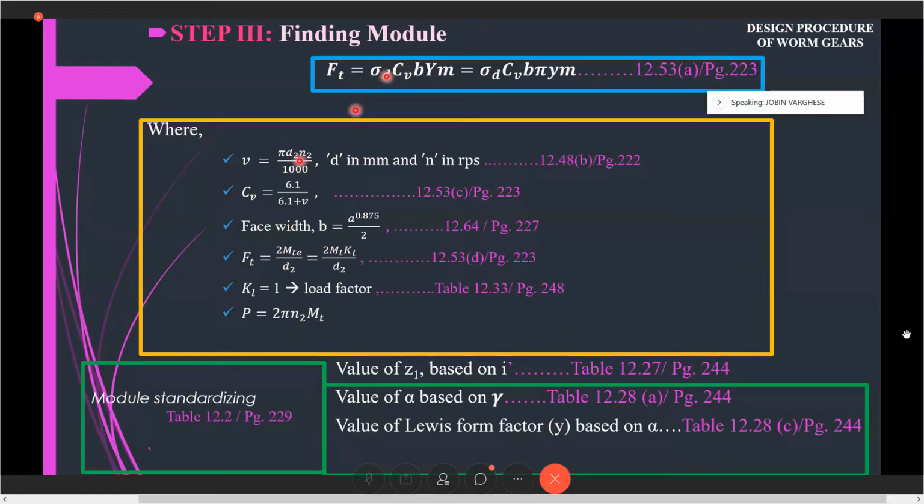And the parameters here we can see is sigma d, which mostly will be given. If not, we have to take them from the data book. Then we can see the CV, that is velocity factor, then B, the phase width, and Y is the form factor, and m is the module. From this one, m can be calculated. What is m? So here Y is changed to pi m. That's the difference here. All these factors can be used, and in the problem discussion, I will show you how it can be done.